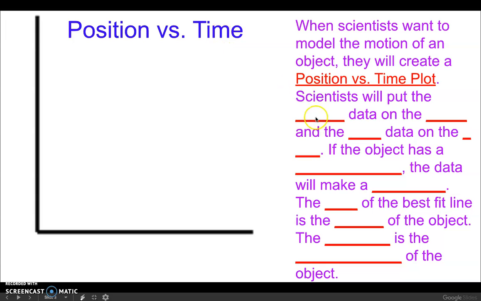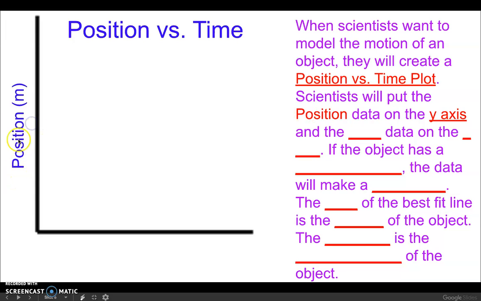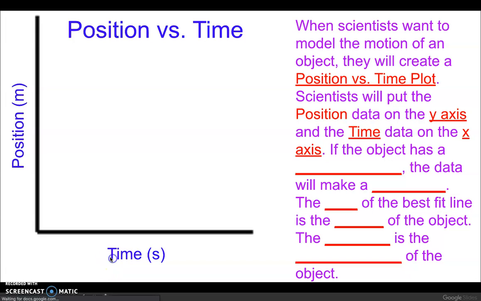Scientists will put the position data on the y-axis. So we'll see right here, they'll write position. Remember that position is measured in meters, so we're going to include the units over here, meters. And the time data will then be on the x-axis. So I'll write time down here, and that'll be measured in seconds.